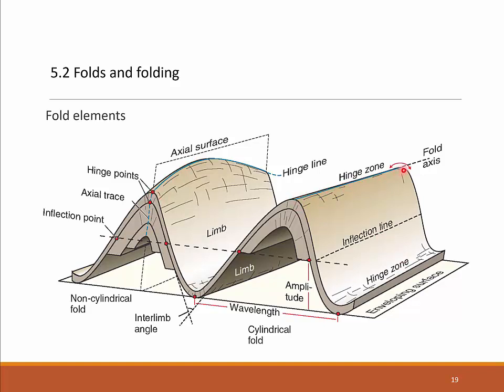Cylindrical folds have straight hinges, but this straightness of a hinge is also scale dependent. You might find cylindrical folds over a few hundred meters, a couple of kilometers if you are lucky, but large scale folds almost always show variable hinge orientations.